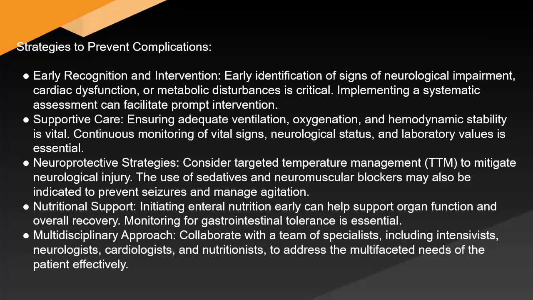Strategies to prevent complications. Early recognition and intervention. Early identification of signs of neurological impairment, cardiac dysfunction, or metabolic disturbances is critical. Implementing a systematic assessment can facilitate prompt intervention. Supportive care. Ensuring adequate ventilation, oxygenation, and hemodynamic stability is vital. Continuous monitoring of vital signs, neurological status, and laboratory values is essential.